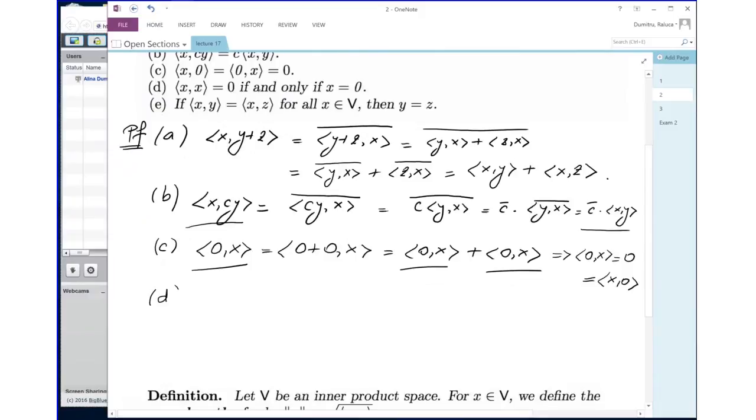D. The inner product between a vector and itself is 0 if and only if the vector is 0. Well, it's an if and only if, so two directions. Now, of course, if x is 0, the inner product between 0 and anything, including 0, will be 0, according to part C above. Backwards.